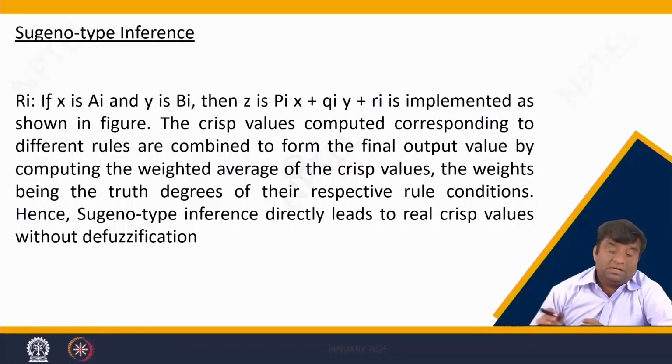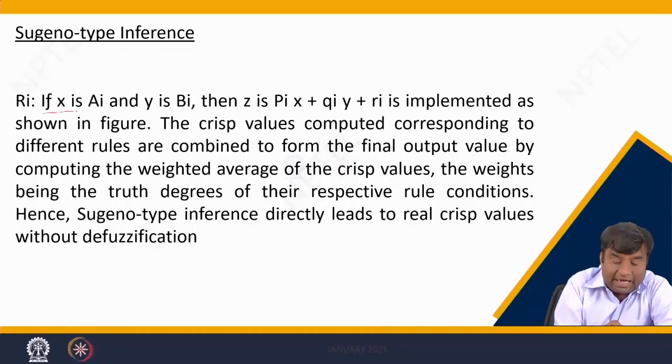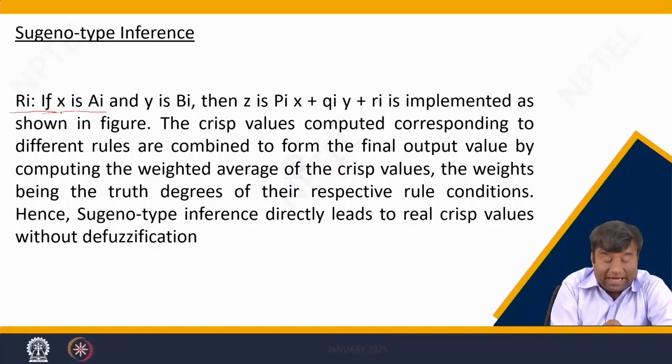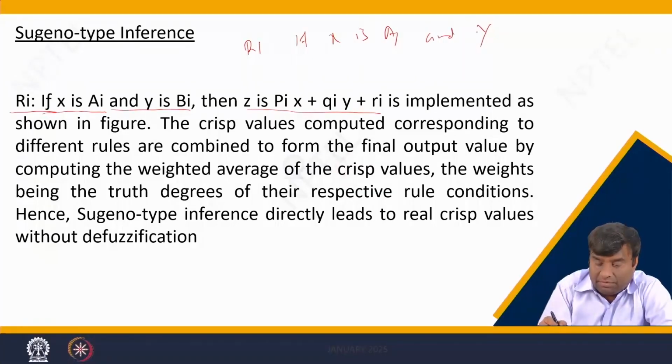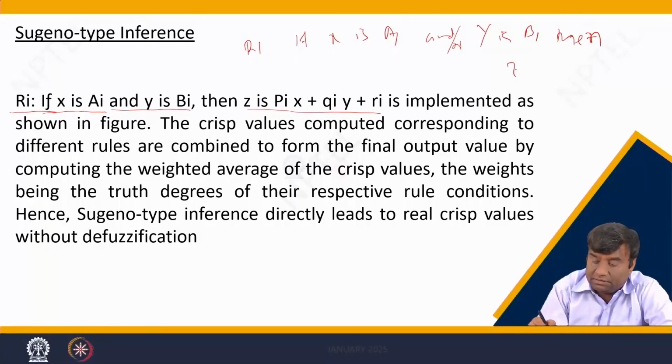Now try to understand the next one, which is the Sugeno type inference. That is basically formula based. So here the rule is that if X is Ai and Y is Bi, then Z is some formula. For rule R1, if X is A1 and, or it may be or, for AND we take the minimum, for OR we take the maximum, Y is B1, then Z is some formula.